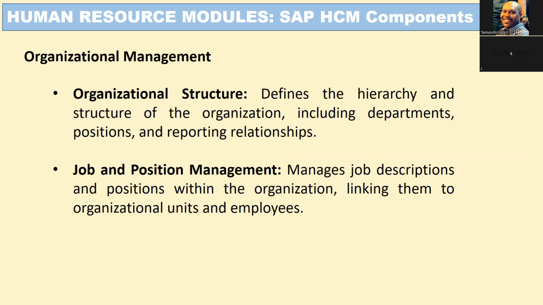Organizational management, what is that? It shows the organizational structure. It defines the hierarchy and the structure of the organization, including departments, positions, and also reporting relationships. Also, in organizational management, we talk about the job and the position management. It manages job descriptions and positions within the organization and links them to organizational units.